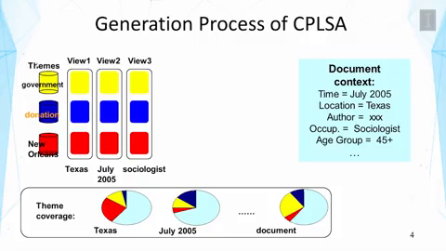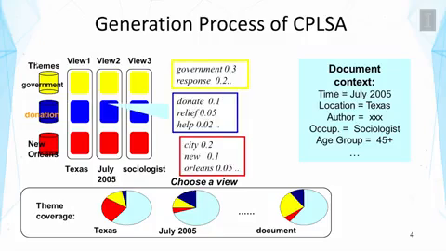So to generate such a document with context, we first also choose a view. And this view, of course, now could be from any of these contexts. Let's say we have taken this view that depends on the time in the middle. So now we will have a specific version of word distributions.